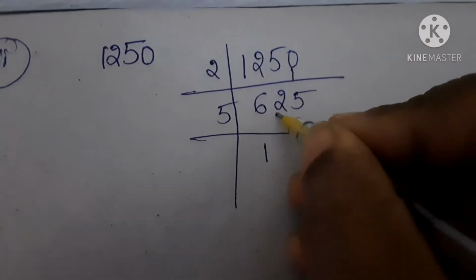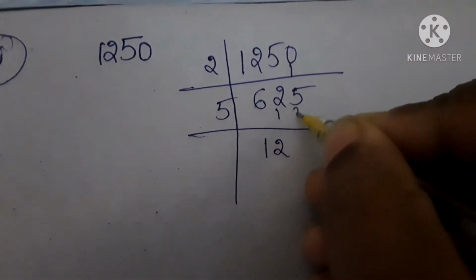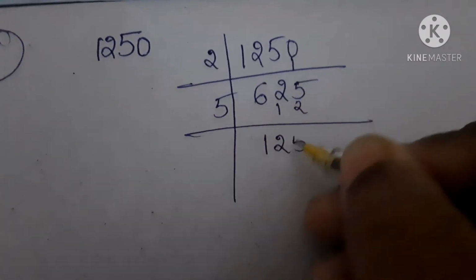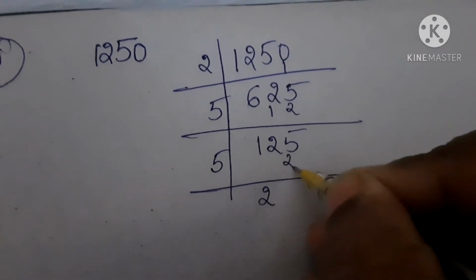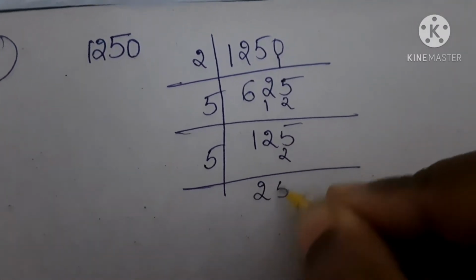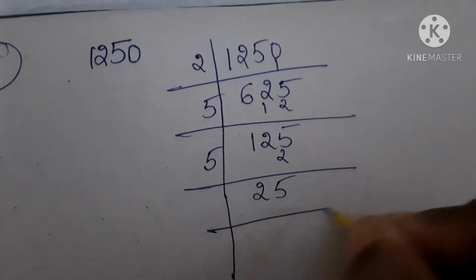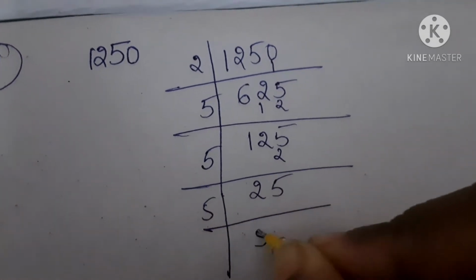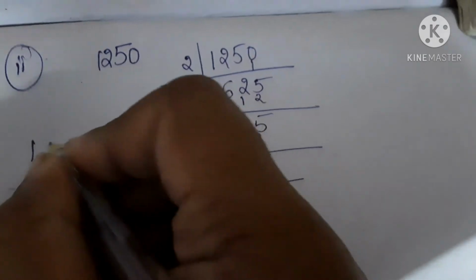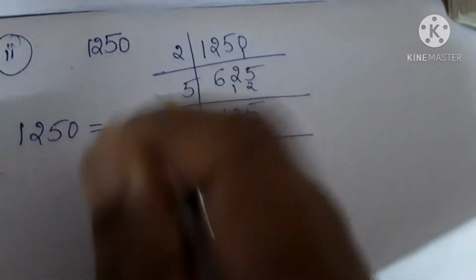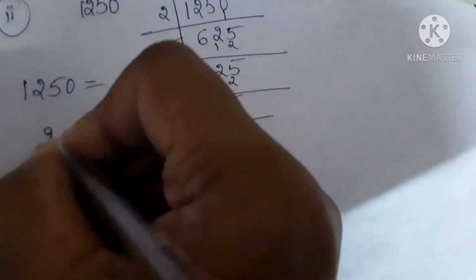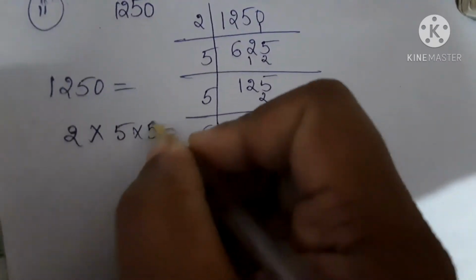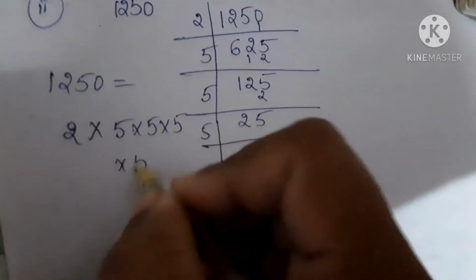5 ones are 5, 5 twos are 10, 5 fives are 25. Now 5 twos are 10, 5 fives are 25. Now 5 fives are 25. So 1250 equals 2 into 5 into 5 into 5 into 5.